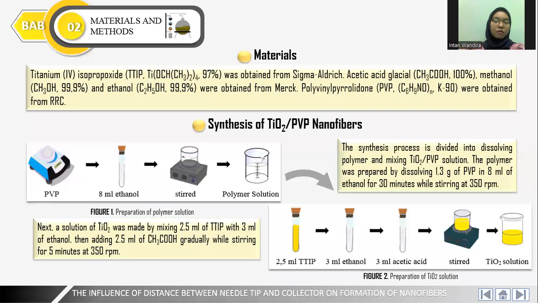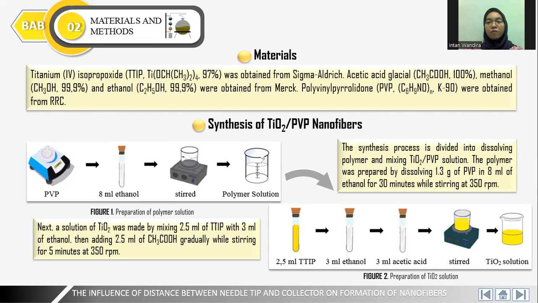The second part is material and methods. Materials. In this research, we use titanium isopropoxide, which obtained from Sigma Aldrich, acetic acid glacial, methanol and ethanol were obtained from Merck. Polyvinyl pyrrolidone were obtained from RRC. Synthesis of TiO2 PVP nanofibers. The synthesis process is divided into dissolving polymer and mixing TiO2 PVP solution.